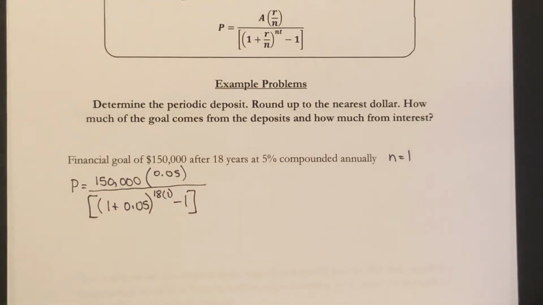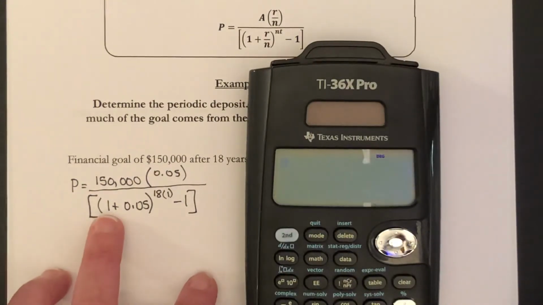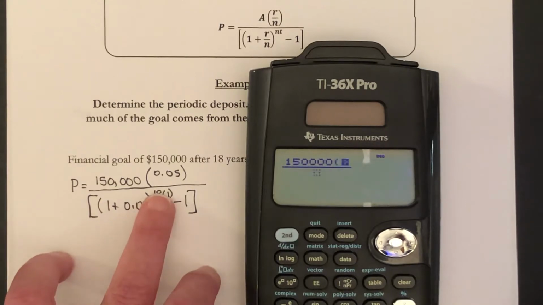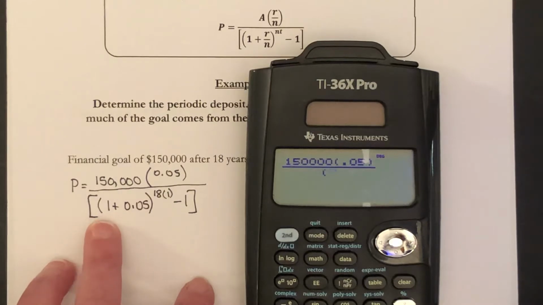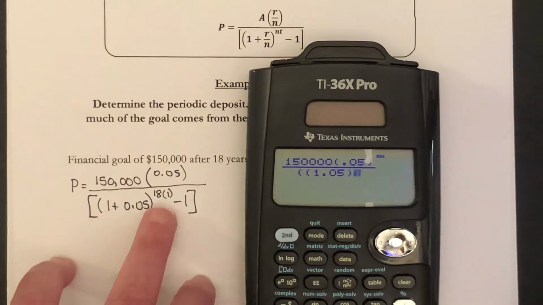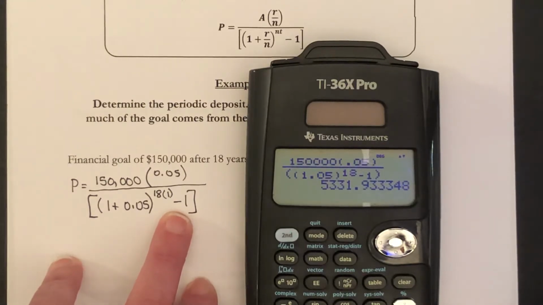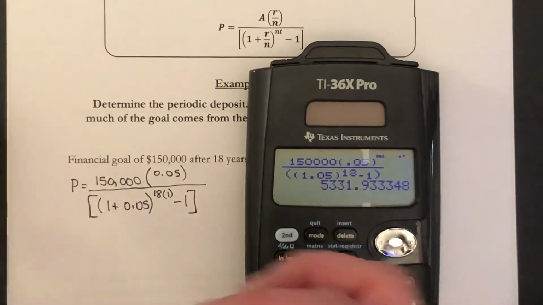Okay. You want to enter this as carefully into your calculator as we did on the previous problems, and you find that your deposits need to be approximately, we're supposed to round up, so $5,332.